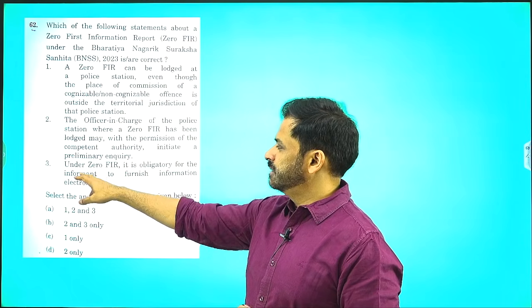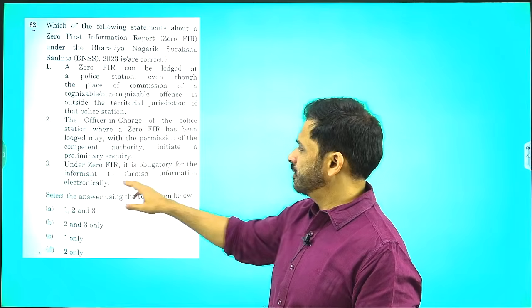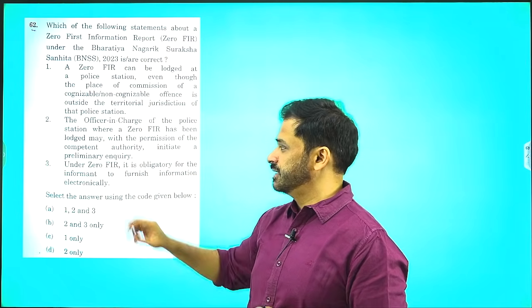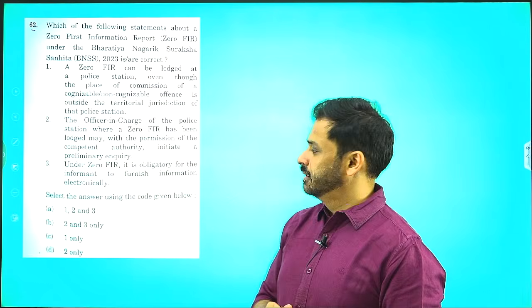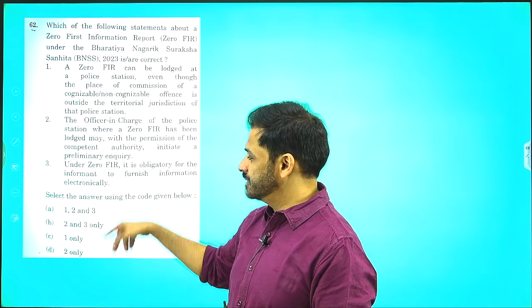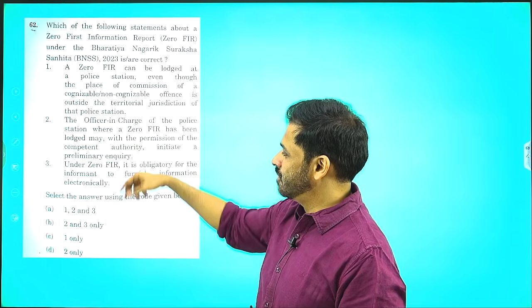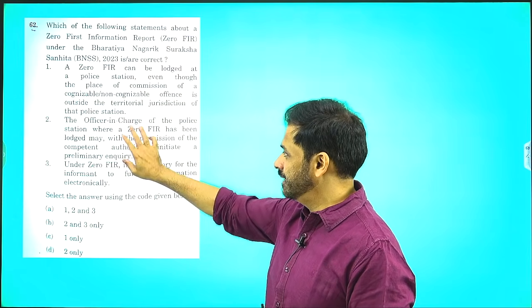Look at the third statement. Under zero FIR, it is obligatory for the informant to furnish information electronically. No, it is not obligatory. They have the option of giving it orally also. So this statement is also wrong. Now going by the answer, if this is wrong and this is wrong, then obviously the answer will be D. But let us look at this.